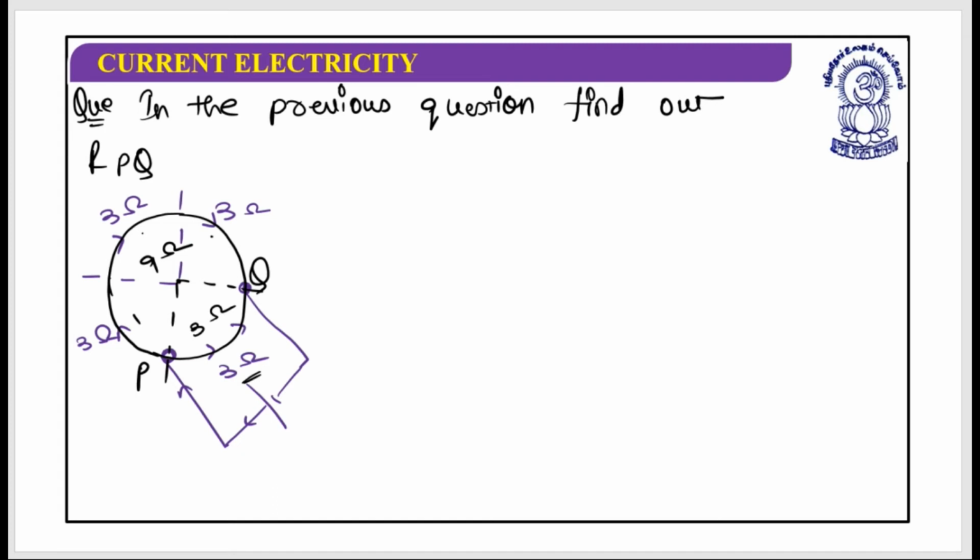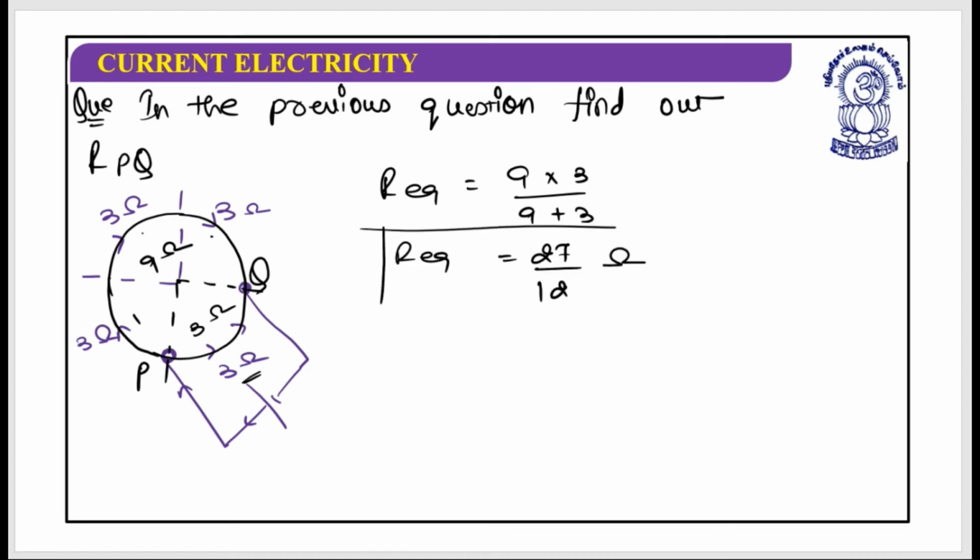These two are in parallel with each other, and when they are in parallel, R equivalent should be equal to 9 into 3 divided by 9 plus 3. This is 27 by 12 ohm. This is the R equivalent. Is it clear? Are you sure? Have you done this? Yes? Ready for the next question?